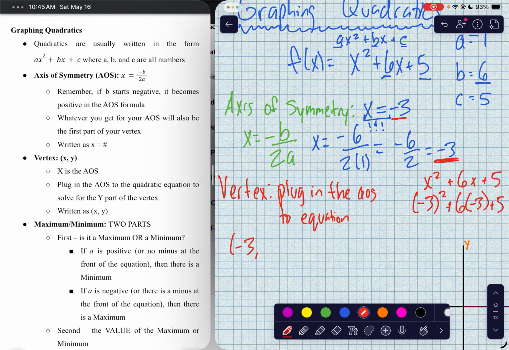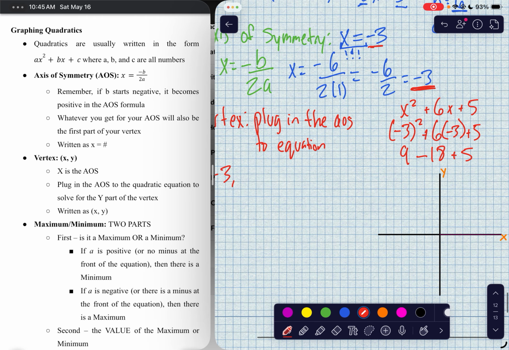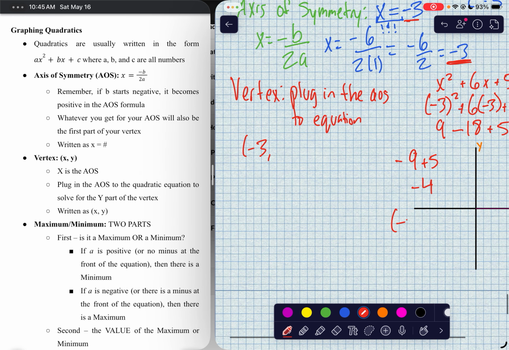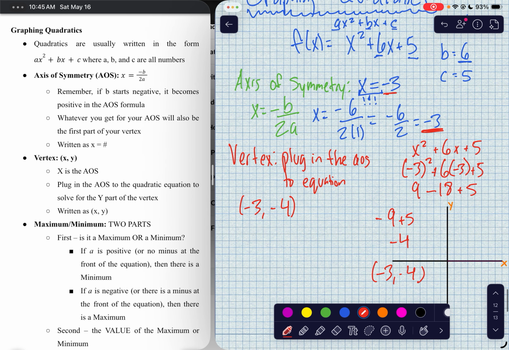Now negative 3 squared, that's going to become 9 plus 6 times negative 3 is going to give us negative 18 plus 5. 9 minus 18 will give us a negative 9 plus 5 will give us a negative 4. So when we plugged in negative 3, we got negative 4. So that is our vertex. I'm going to erase this, so pause it if you need to.